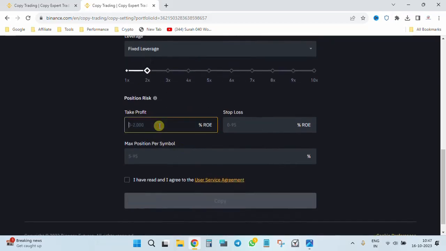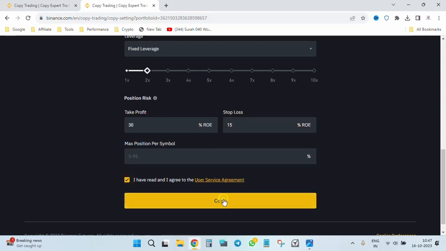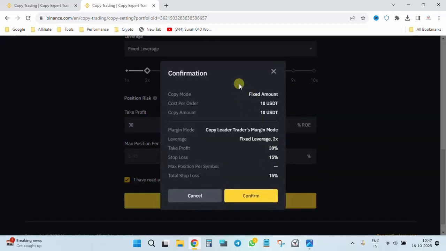Now take profit, I'm saying 20% at 30%, stop loss at 15%. Maximum positions I leave as it is. I'll say I have read and copy. So before you go and give the final confirmation, you can see copy mode fixed amount, cost per order 10, copy amount 10. Margin mode, I'm copying the copy trader's margin mode. Leverage, I have made it fixed. Take profit, stop loss I've given over here, total stop loss percentage, and confirm.